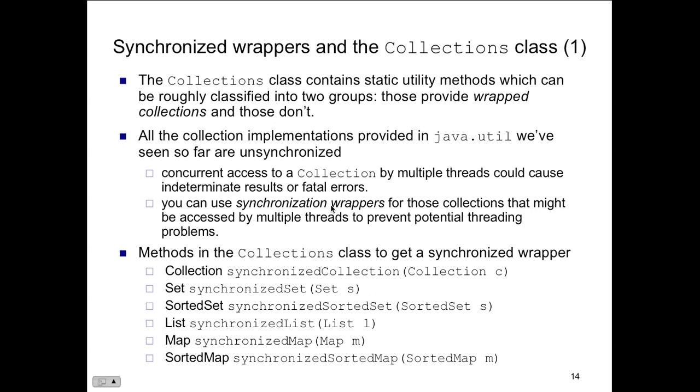So we can use a synchronized wrapper for those collections that might be accessed by multiple threads to prevent potential thread problems. Here's the thing. Add the word synchronized before the method. So if we want to create a map, we create a map. If we want to create a synchronized map, we call the method saying synchronizedMap, all one word.